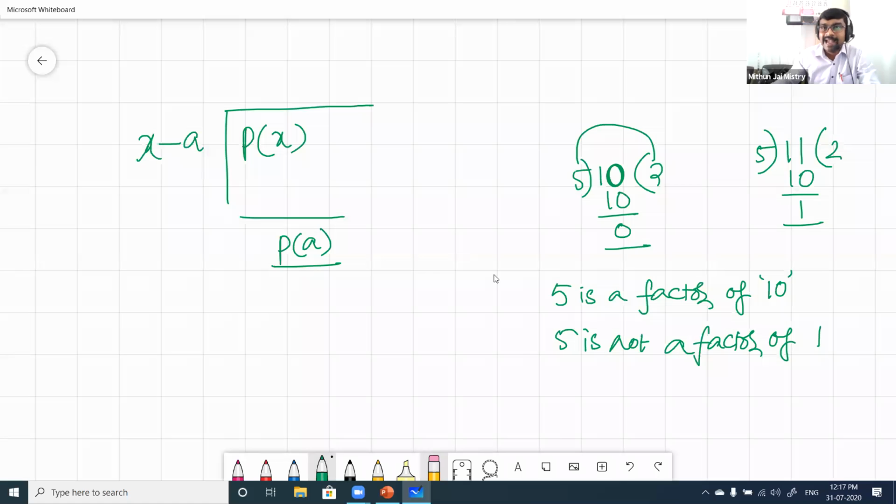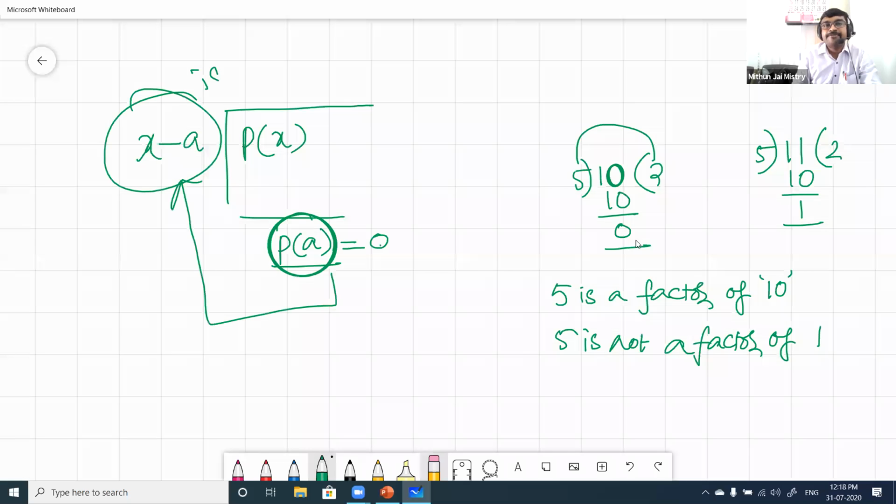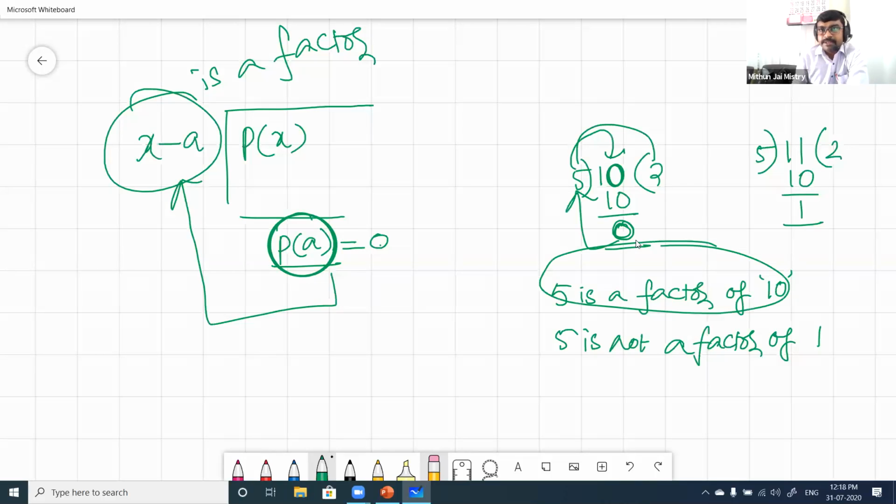Now, please add this thing also. Here, if this p of a is equal to 0, what is p of a? Remainder. If this remainder is equal to 0, then we say that x minus a is a factor. X minus a is a factor. Yes, sir. If the remainder is 0, then we say that 5 is a factor of 10. So if the remainder p of a is coming 0, then x minus a is a factor.